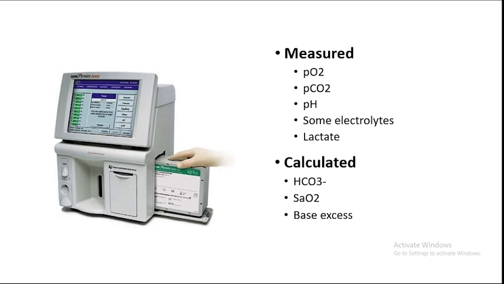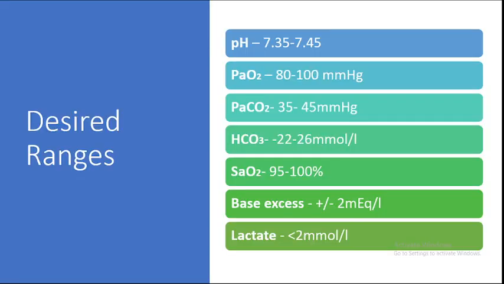So this is a blood gas analyzer. You must have seen this machine. You feed some arterial or venous blood, which is heparinized, and it gives certain values which are actually measured in this analyzer. PaO2, carbon dioxide, pH, electrolytes, lactate are the values it directly measures, and bicarbonate, SaO2, that is arterial oxygen saturation, and base excess are the values it calculates using various nomograms and formulae.